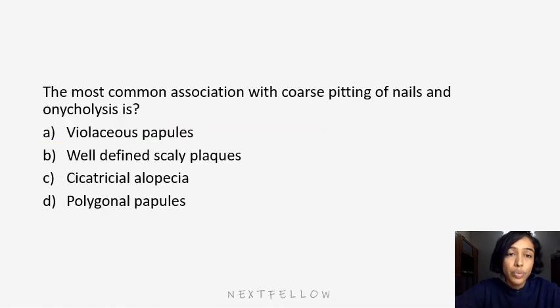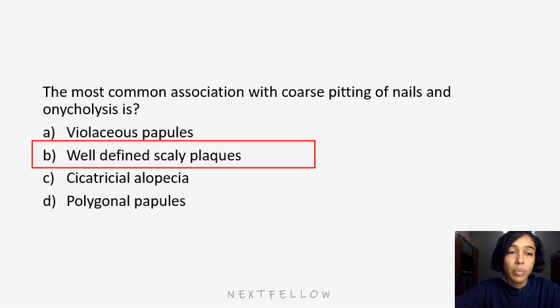The most common association with coarse pitting of nails and onycholysis is... pitting of nails and onycholysis are seen in psoriasis, right? So we're looking for lesions of psoriasis. Violaceous plaques, that's in lichen planus. Well-defined scaly plaques, that suggests psoriasis. Scarring alopecia is more in lichen planus. Psoriasis does not cause alopecia. Polygonal papules again indicate lichen planus. So the answer is well-defined scaly plaques. This is psoriasis.